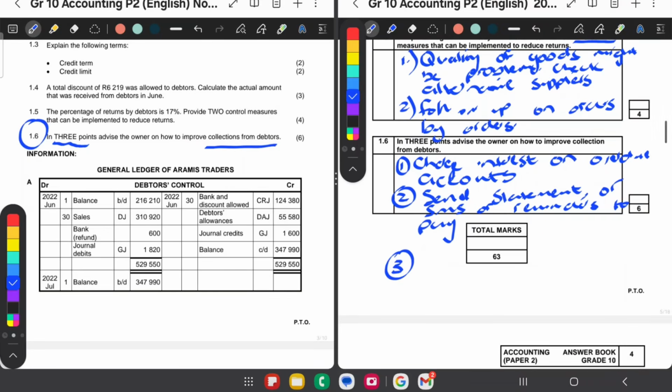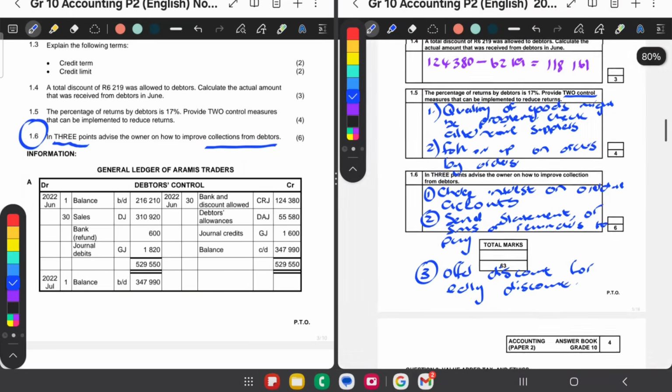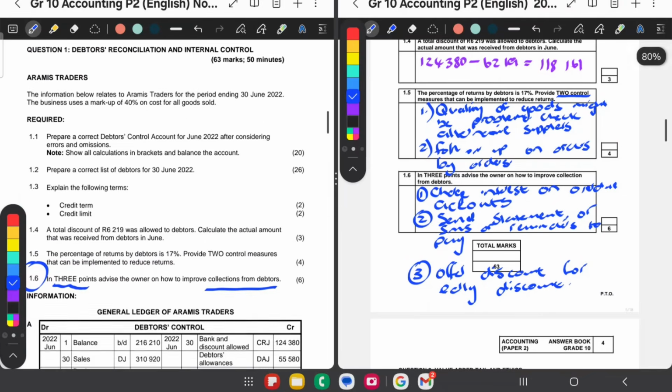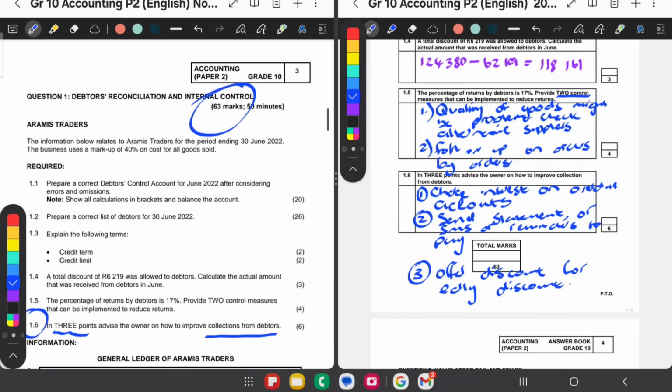And then number 3, we can give them a discount. We can offer a discount for early payment. So if you pay early, we can give you a discount. That will make sure that our customers will pay us on time. So there you go. We've answered all the questions, and this question was for 63 marks.